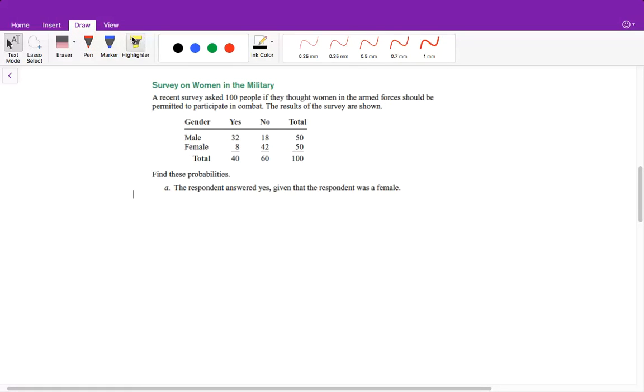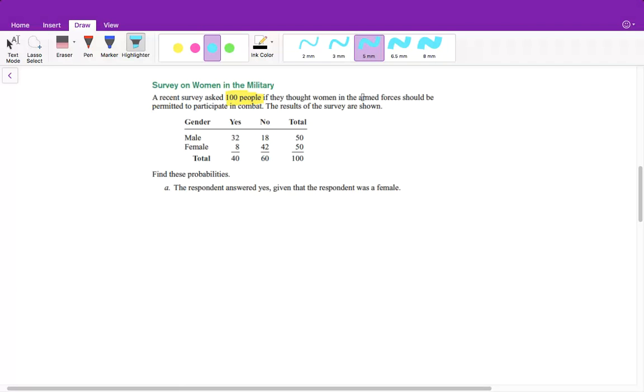All right, so for this one, we now are doing a survey on women in the military. A recent survey asked 100 people, right? In the last section when we were going over this, a lot of you would stop or forget how many total people we were doing in the surveys, and you would oftentimes put it over just our female total or male total, not over the total number of people. So remember, there's 100 people.